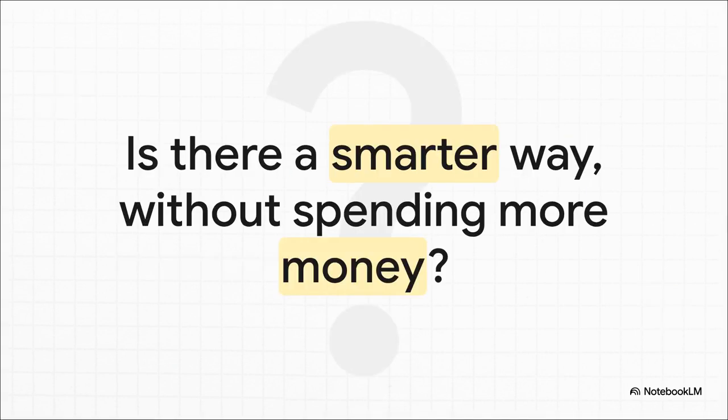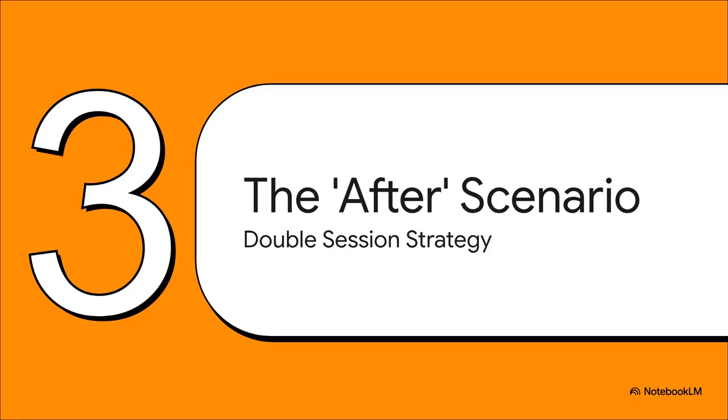So it makes you wonder, right? Isn't there a better way? A way to work around this whole thing without having to upgrade your plan and spend more money? Well, you'll be happy to hear that the answer is a big yes. And this brings us to the solution. I call it the double session strategy. It's a really simple shift in your timing that completely changes the game. It's all about putting you back in control of your workflow.